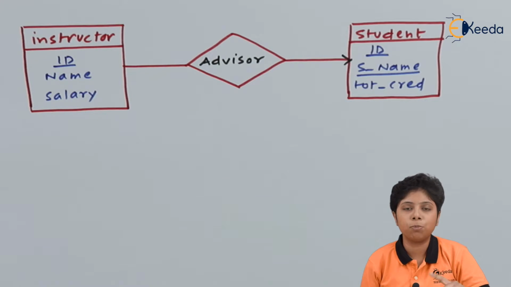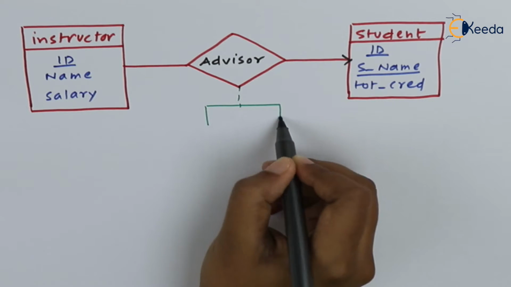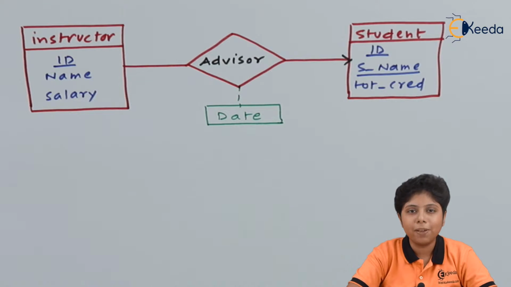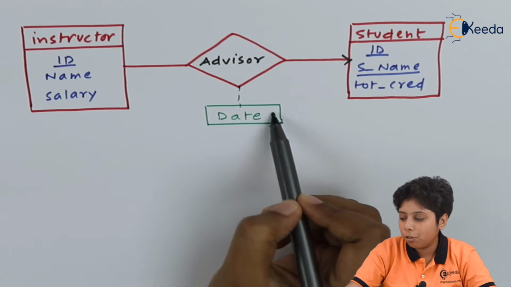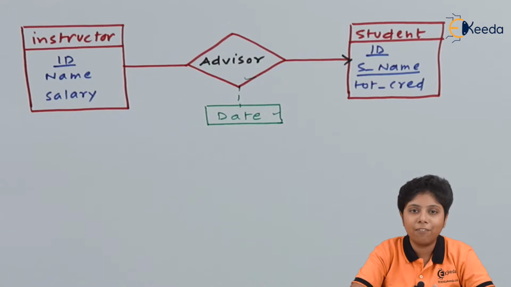Now an attribute is added, as prescribed in an ERD structure, with a dashed line and a small square or rectangle. In this way, I have attached the attribute date to the relationship advisor, to specify that the advisor relationship began on this date for the particular instructor.